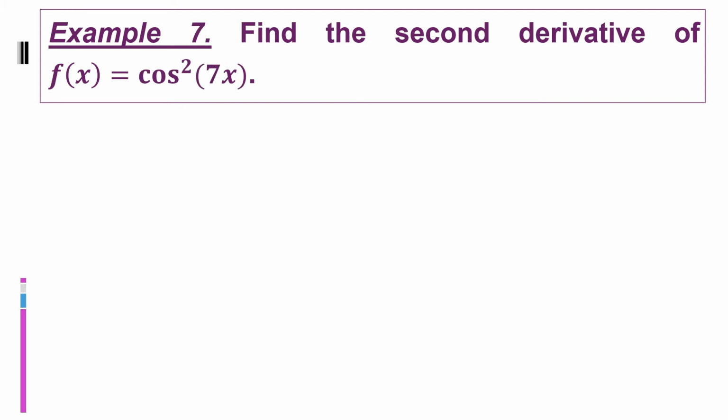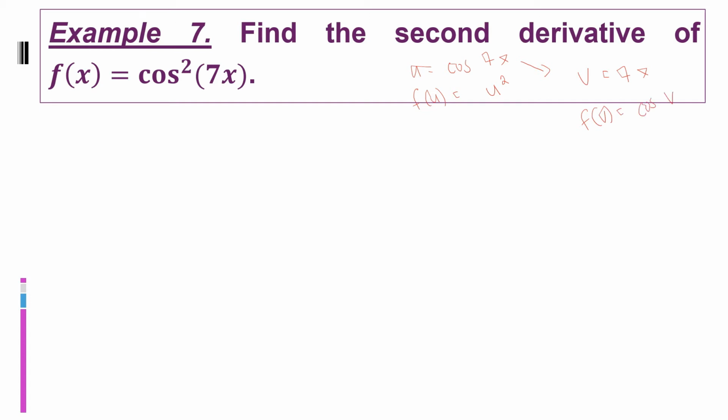Example number 7. Find the second derivative of f of x equals cosine squared of 7x. So meron tayo ditong composition of function. So let's say our u is cosine of 7x. F of u is u squared. Okay? Pero dito sa u natin, di ba meron pa tayo ditong dalawa ulit. Let's say v is equal to 7x and f of v is cosine v.